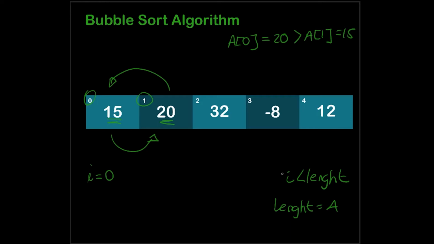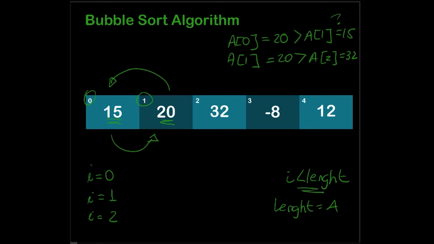Next we ask: is the element of i, which is increased to 1, now i equals 1, larger than the element of index 2, which is 32? No, it's not, so we don't have to do anything. All we have to do is increase i, and then verify if i is still smaller than the length, and 2 is smaller than 4, so we keep going.